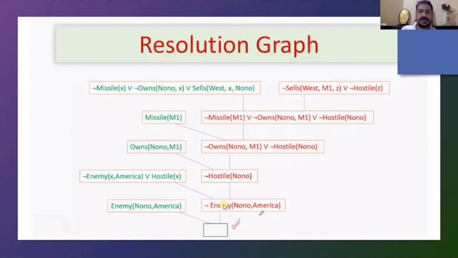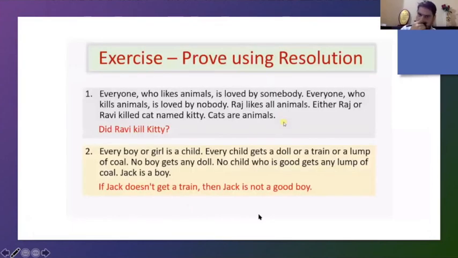Now we have some examples that you can do. These are examples where we can use resolution for proving. The first example says: everyone who kills an animal is loved by somebody. Everyone who kills an animal is loved by nobody. Raj likes all animals. Either Raj or Ravi killed a cat named Kitty. Cats are animals. So what we have to prove is, did Ravi kill Kitty? That we have to prove.